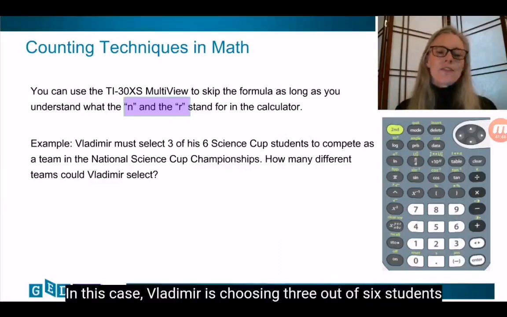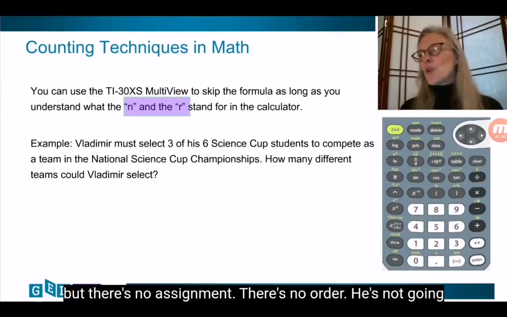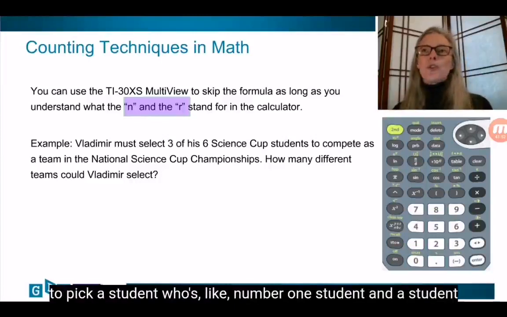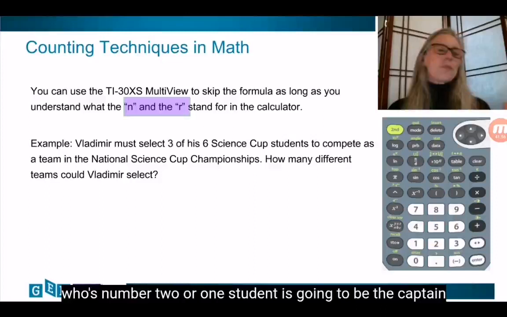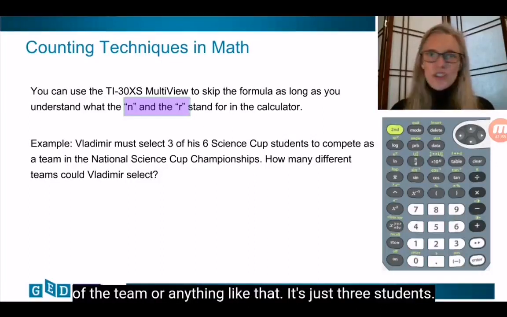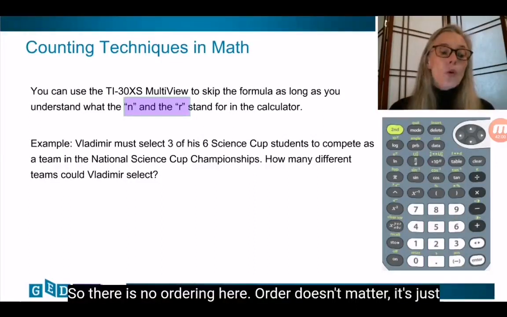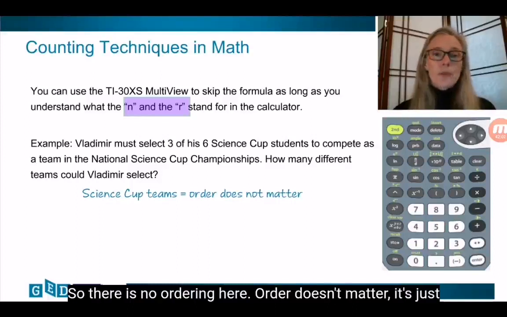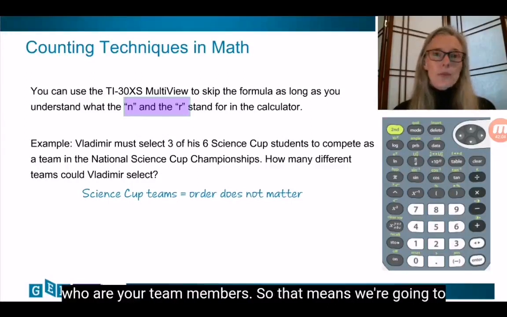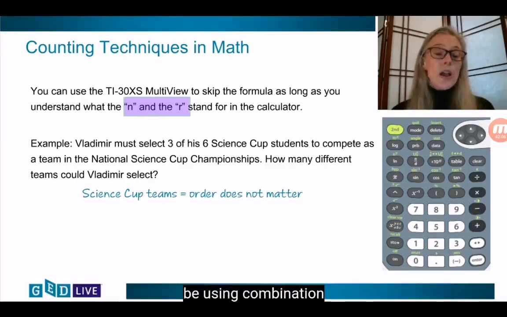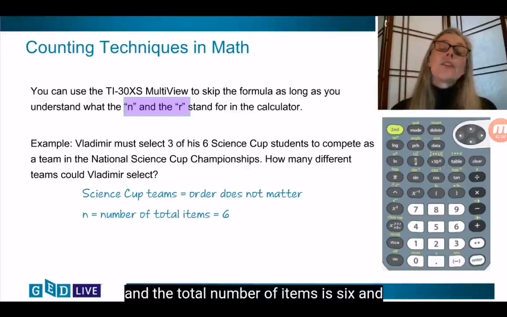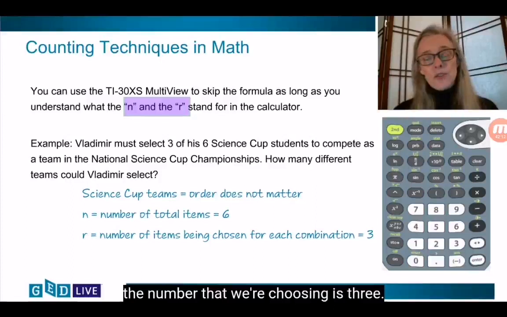In this case, Vladimir is choosing 3 out of 6 students, but there's no assignment, there's no order. He's not going to pick a student who's like #1 student and a student who's #2, or one student's going to be the captain of the team or anything like that. It's just 3 students. So there is no ordering here. Order doesn't matter. It's just who are your team members. So that means we're going to be using combination, and the total number of items is 6, and the number that we're choosing is 3.